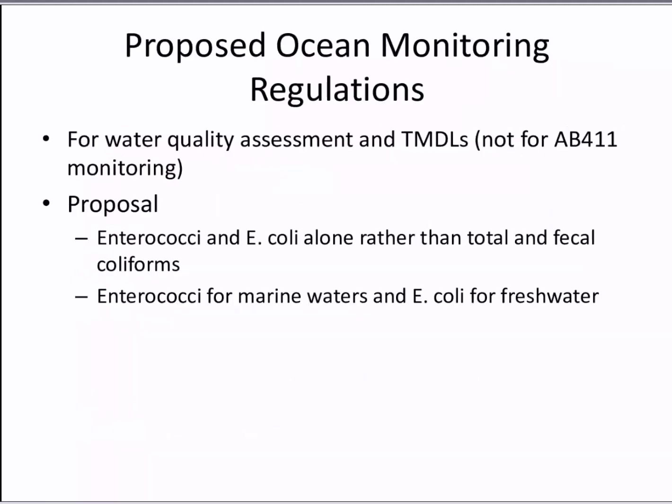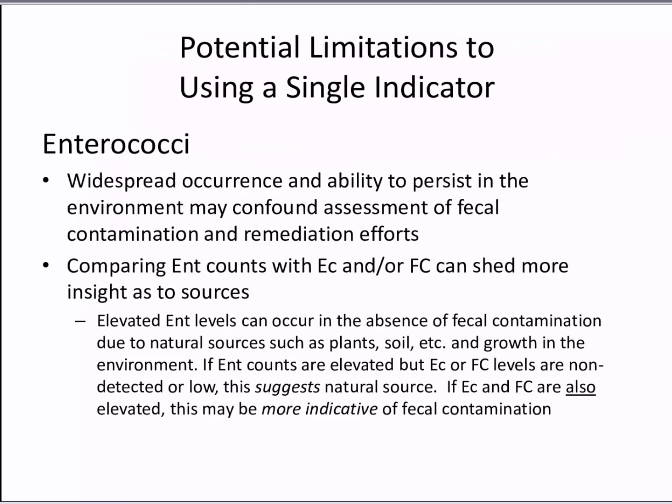Okay, some of you have been hearing about proposed ocean monitoring regulations, and the proposal is to use Enterococci and E. coli alone rather than total and fecal coliforms. And they're proposing using Enterococci for marine waters and E. coli for fresh water. These regulations are for water quality assessment and TMDLs. They're not for AB 411 monitoring. But I did want to comment on the potential limitations to using a single indicator.